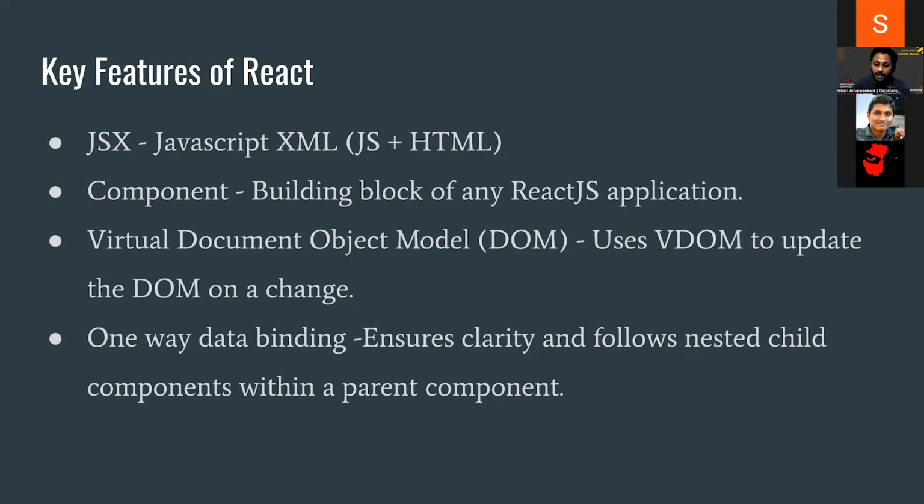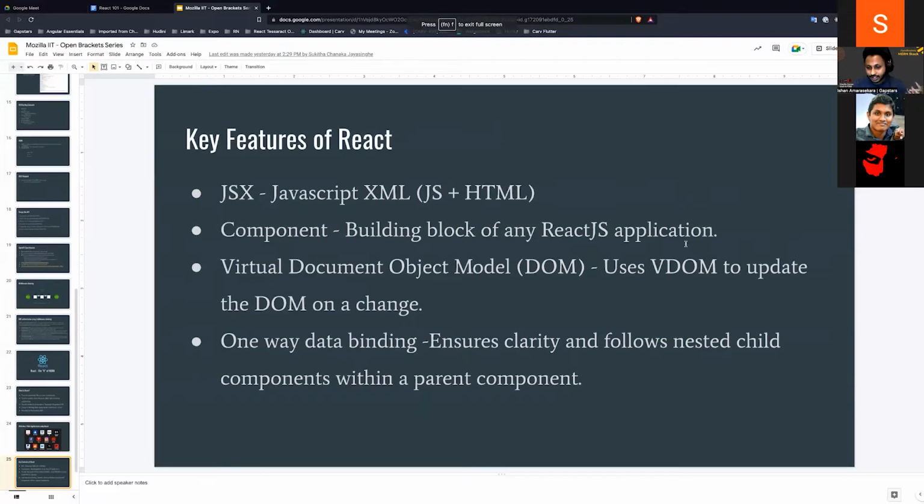If you consider something like Angular, where it's two-way binding, you can pass in and out of a child component, and it's very hard sometimes to keep track of what's happening and how we designed it. So this ensures component clarity and follows the nested child components within a parent component. You will see what these mean when we start coding. So shall we start, let's start the live coding.